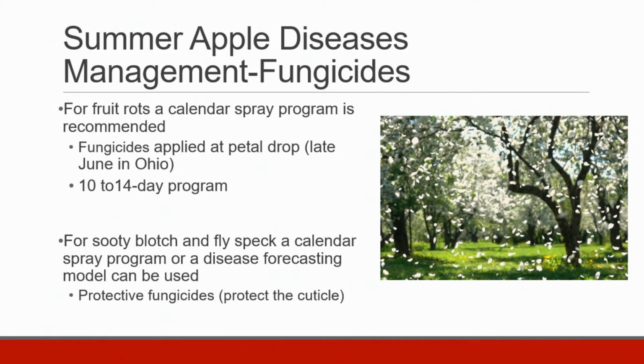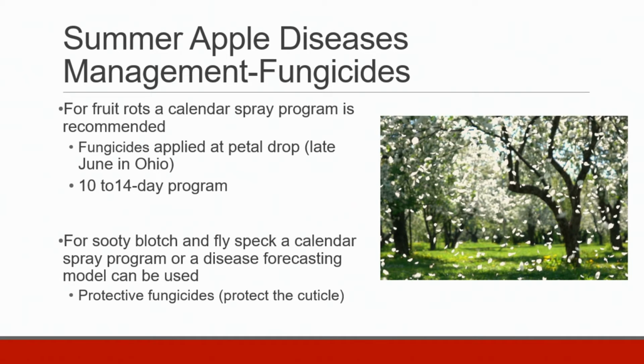However, over the past 3 years, fruit rot incidence has been increasing, most likely due to increased rain events and warmer weather earlier in the spring. As a result, growers have been reducing the interval to 8 to 10 days, especially for high-value crops such as Honeycrisp. A calendar spray program is also used for sooty blotch and fly speck.